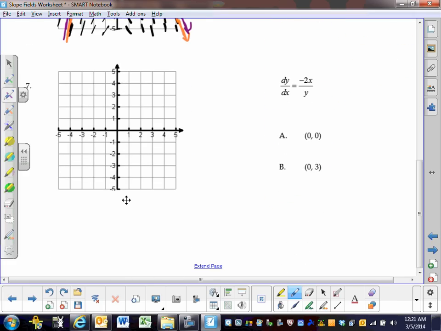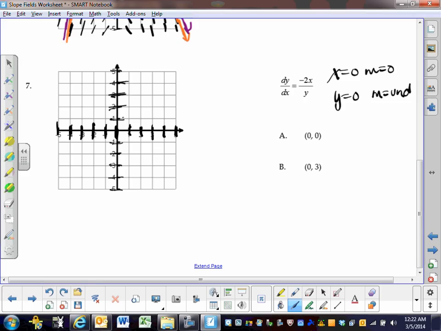Okay, for the next one, I'm going to start with putting, if x equals 0, the slope is 0. If y equals 0, the slope is undefined. It does not exist. So for x equals 0, slope is 0. If y equals 0, the slope is undefined. Remember I said that that would always win. So in choosing, I have to choose the vertical at the origin.